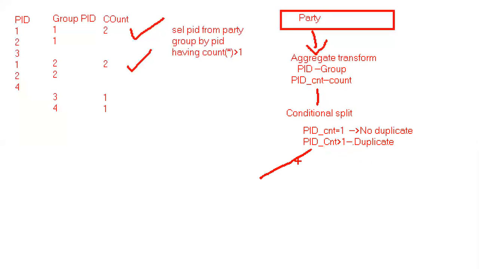So take 2 destinations, 1 for duplicate, 1 for no duplicate. So this is one destination, this is one destination. Understand? So at SQL level we do it like this, grouping and this. At IS level, aggregate and conditional split are compulsory. Many interviews are asking nowadays for this process.